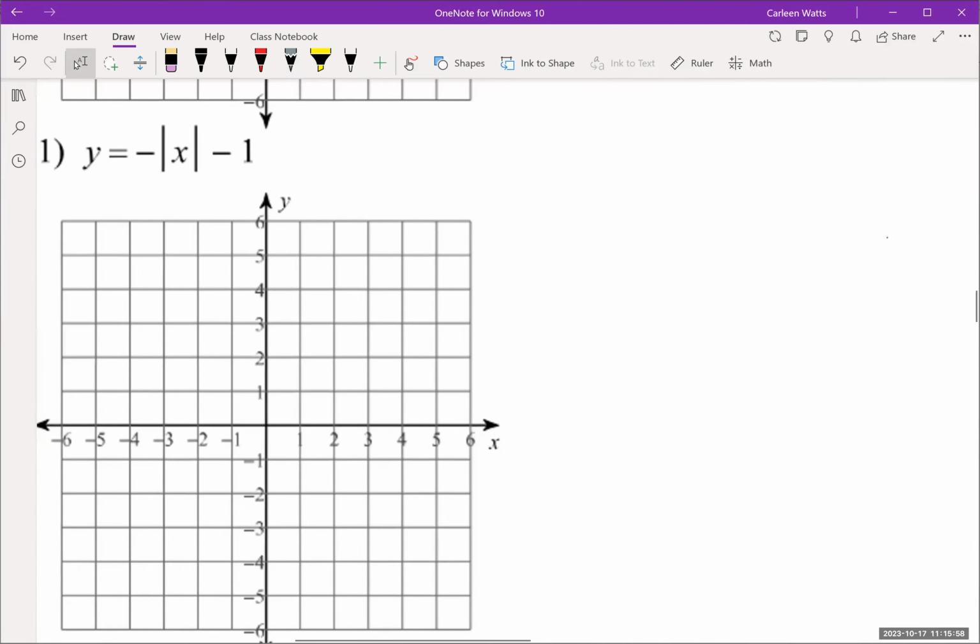Number 11. Parent. Okay, see this negative right here? The parent graph is an upside down V. Vertex.